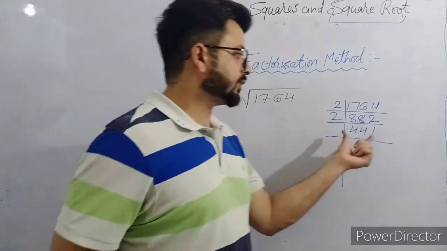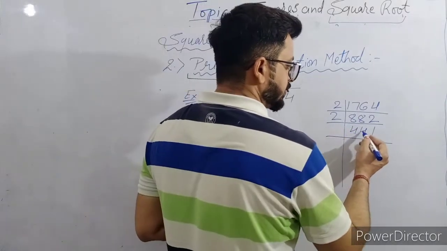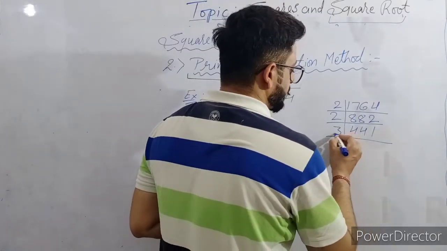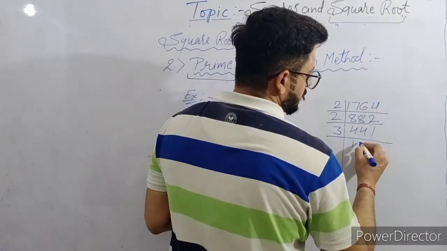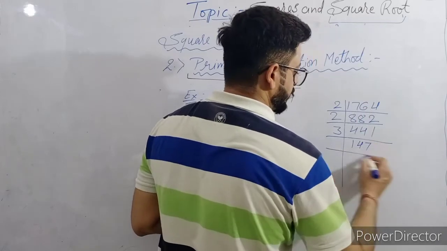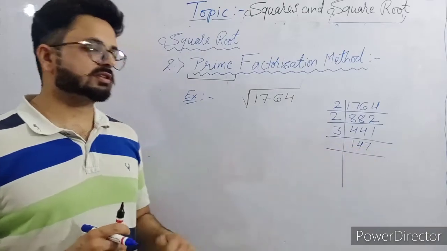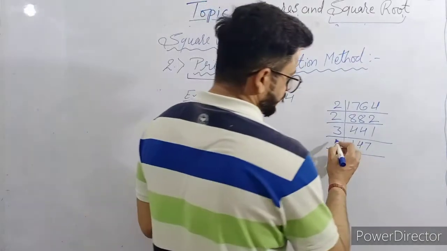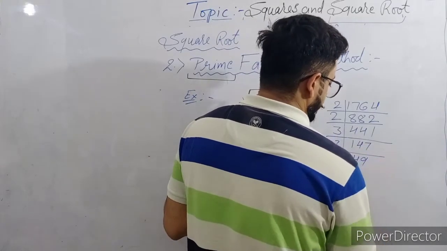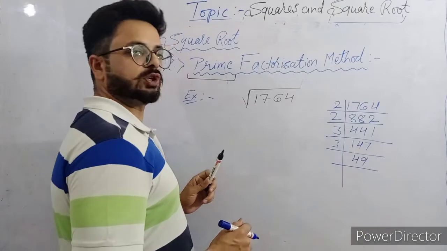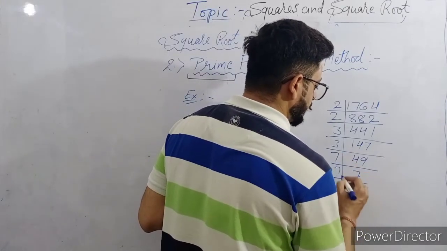Now this 441 is not divisible by 2 because it's an odd number. Now 4 plus 4 is 8, plus 1 is 9, which means divisible by 3. Now how many times will it divide? 1, 4 and 7. Now 7 and 8 and 12. Is this number divisible by 3? Yes, this is also divisible by 3. 4 times, 9 times. Now this 49 is not divisible by 3, but divisible by 7 directly. 7 times 7, and 7 is divisible by 7, 1.